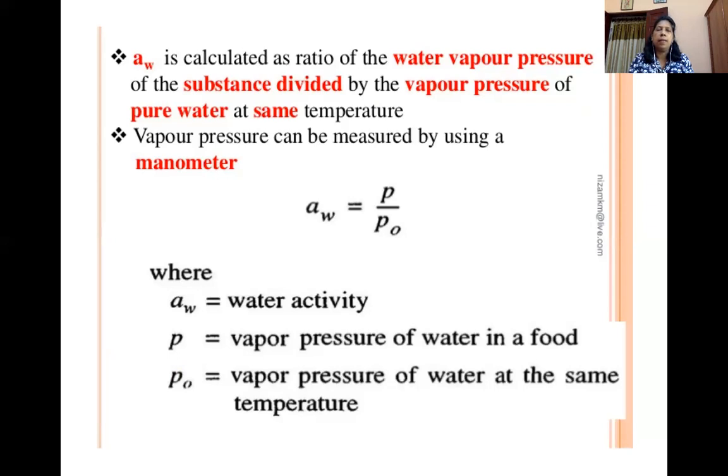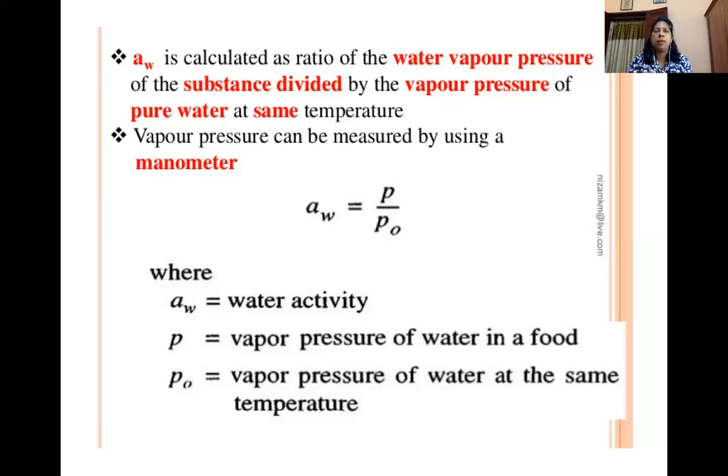Right. Then the water activity is calculated as the ratio of the water vapor pressure of the substance divided by the vapor pressure of pure water at the same temperature. I think you remember that I have shown you some graphs. At the same temperature, in the moisture sorption isotherm, there should be only one MSI. So if we want to draw a different MSI, then definitely we have to change the temperature. Therefore, the definition of water activity also mentions the same temperature.